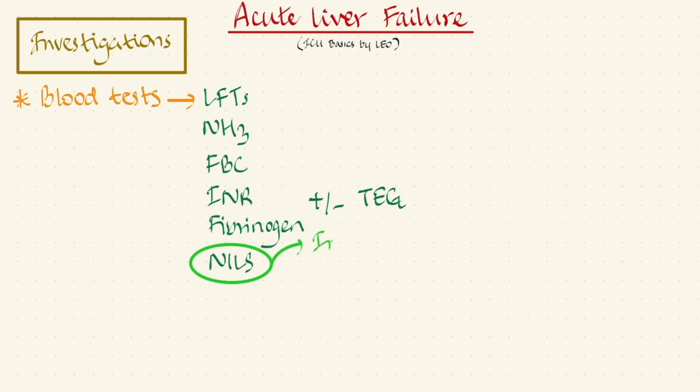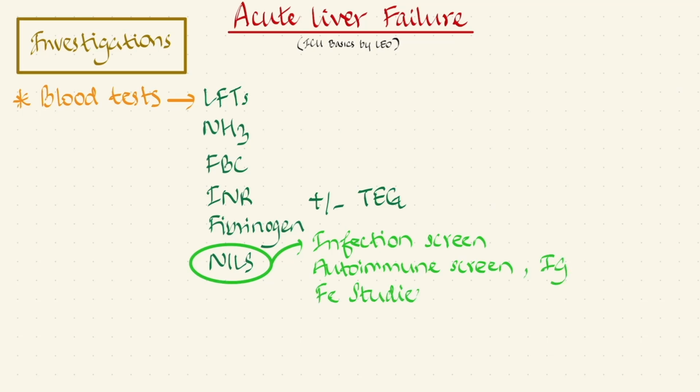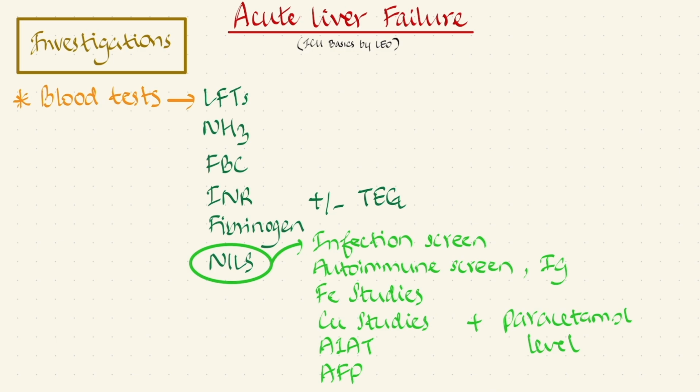The screen includes hepatitis and herpes virus serology for hepatitis A, B, C, E, cytomegalovirus, Epstein-Barr virus, herpes simplex virus, herpes zoster infections, leptospirosis serology in high-risk patients, autoimmune screens such as anti-nuclear antibody, anti-mitochondrial antibody, anti-smooth muscle antibody, and anti-liver kidney microsome type 1 antibody, immunoglobulin, ferritin and iron studies, ceruloplasmin, serum and urinary copper, alpha-1 antitrypsin phenotype, and alpha-fetoprotein. We also should check paracetamol level even if there is no known history of paracetamol overdose.